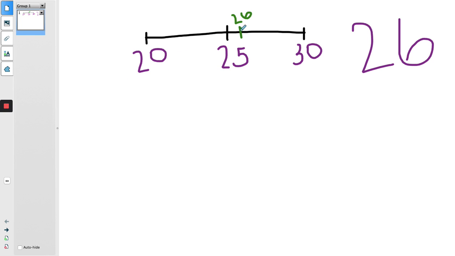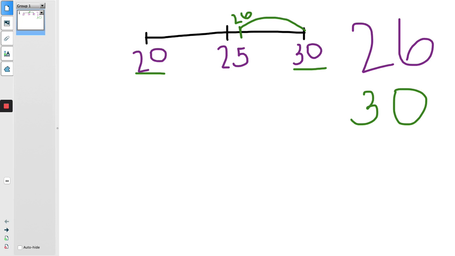So now I can see really easily if my 26 is closest to 20, which is one nearest 10, or if it's closest to 30, which is another nearest 10. And so I see that 26 is only 4 away from 30, but it is 6 away from 20. So 26, if I rounded it, would get rounded up to 30.